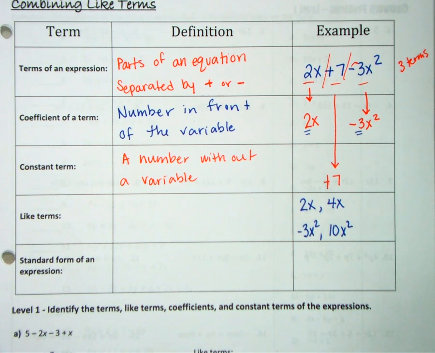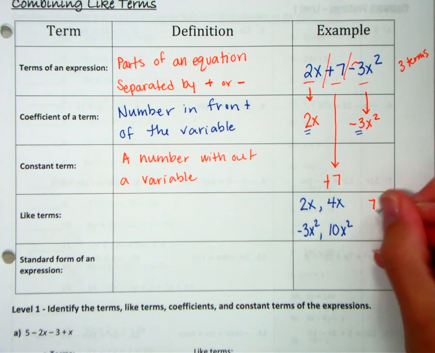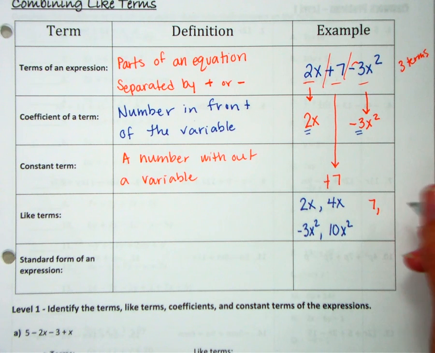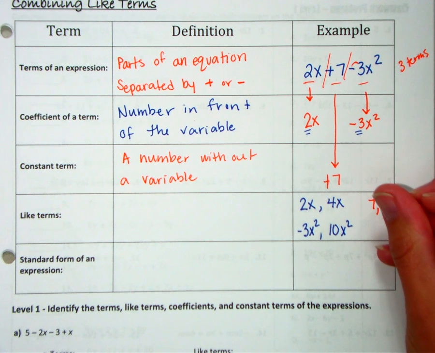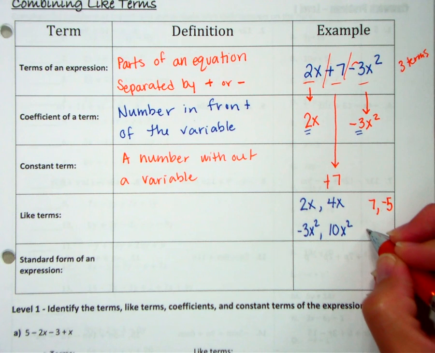What would be like with the number 7? If I wanted the number 7 to have a like term, it would be another number that didn't have an x on it. So pick a number, negative 5. Those are like terms because neither one of them has an x. And finally, let's get real fancy. So let's do 3xy.